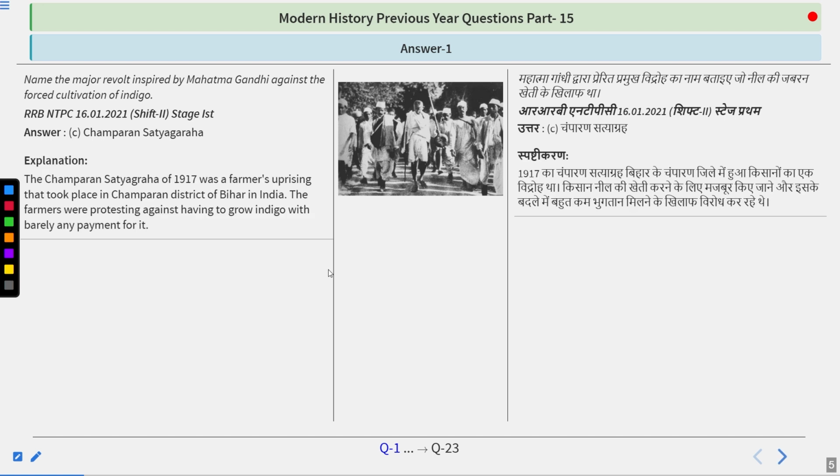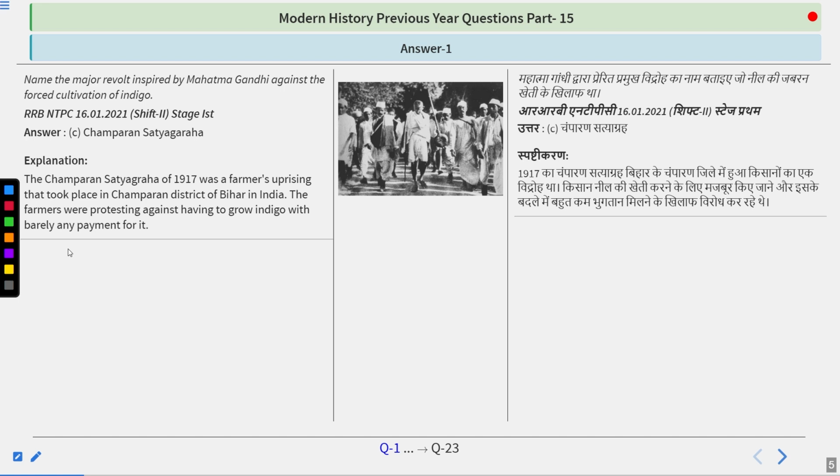So the Champaran Satyagraha of 1917 was a farmer uprising that took place in Champaran district of Bihar in India. The farmers were protesting against having to grow indigo with barely any payment for it. Indigo was the type of crop used for dyeing, for coloring the clothes at that time. But later on, after the new German technology was introduced for the coloring of clothes, the use of indigo was exempted from Europe. And that is why the rate and demand of indigo decreased.